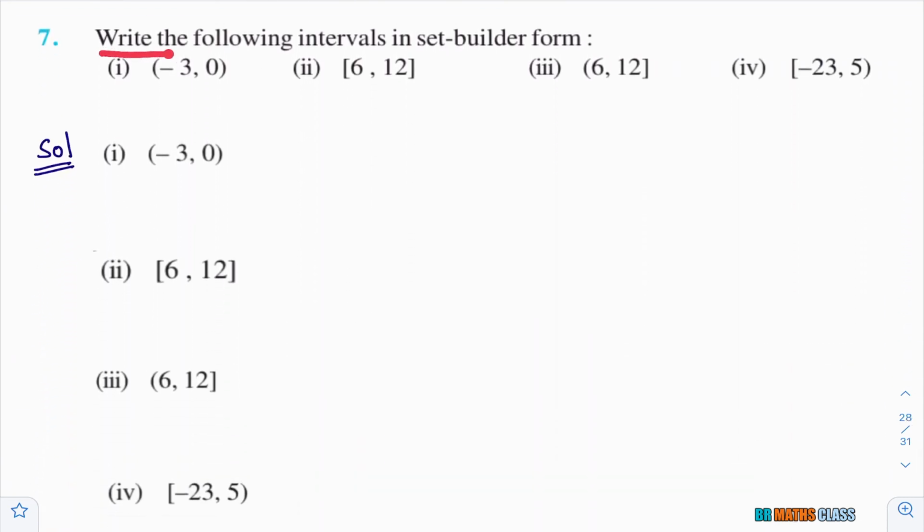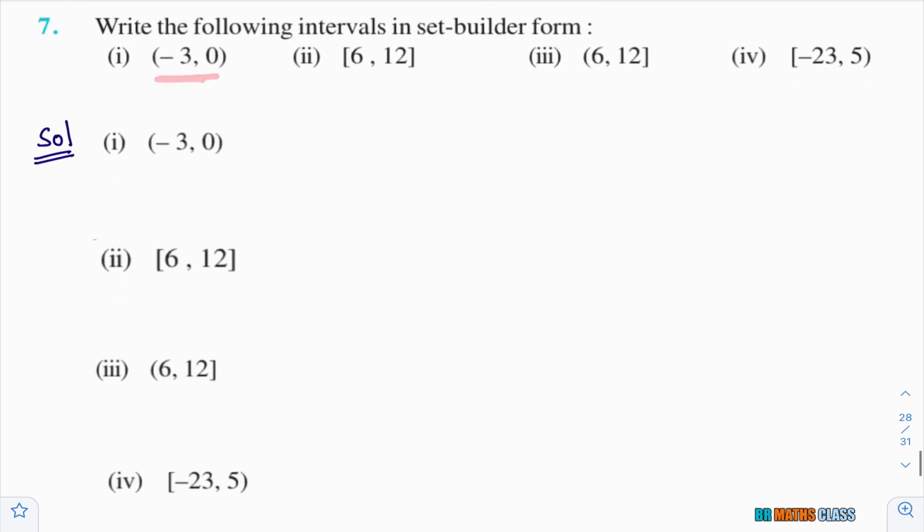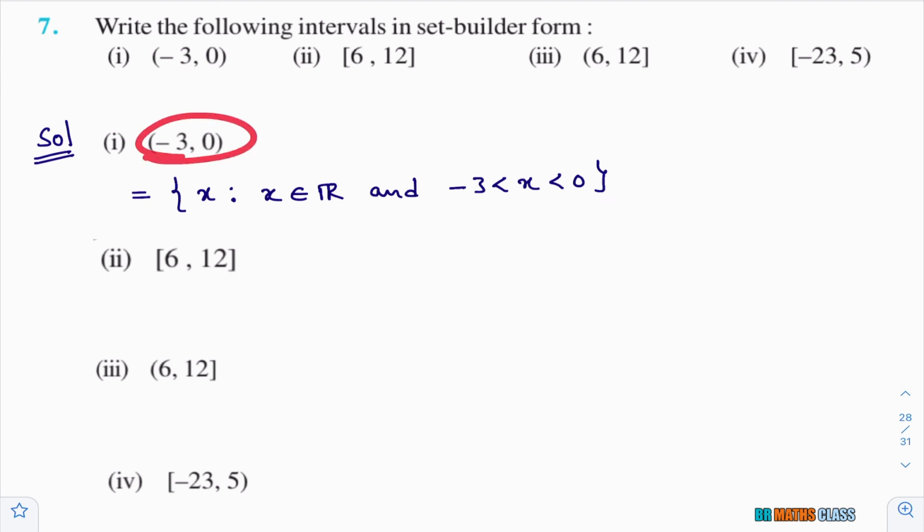What is that? Write the following intervals in set builder form. They given intervals. What are they asking? They are asking us to write in set builder form. Very simple. See, this is the first bit. Open interval -3, 4. How to write this into set builder form? You write like this. {x : x is a real number} and you can look here, both sides open interval is there. So what will I write? -3 strictly less than x less than 0. That's it. This is over. This interval we have written in set builder form.